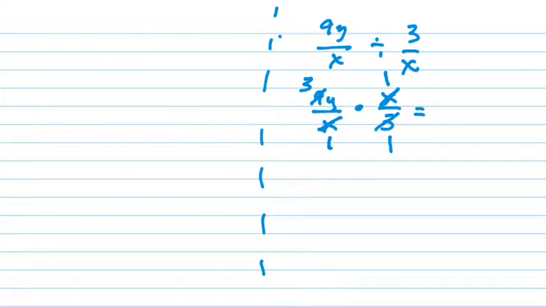So I can multiply how? Straight across. 3y times 1 is simply 3y. 1 times 1 is 1. And 3y over 1 is just the same as what? 3y, right? Because remember, if you have 1 in the bottom, then it doesn't mean you have a fraction.